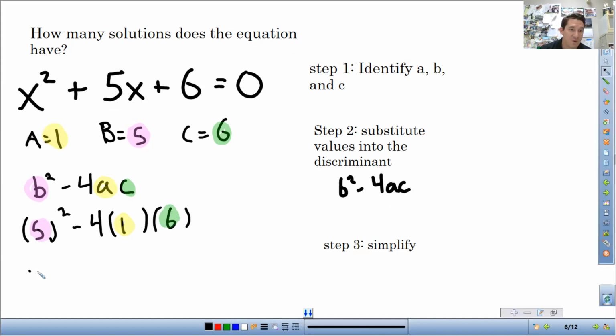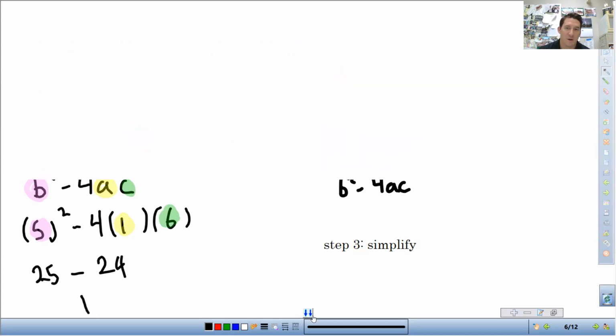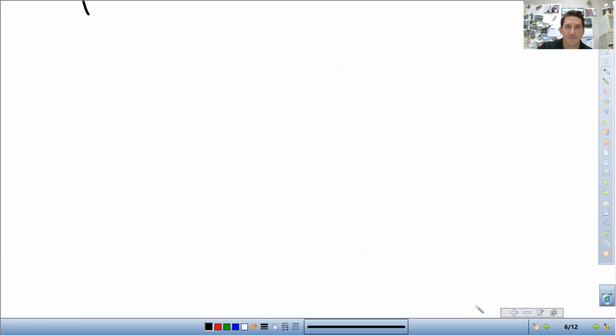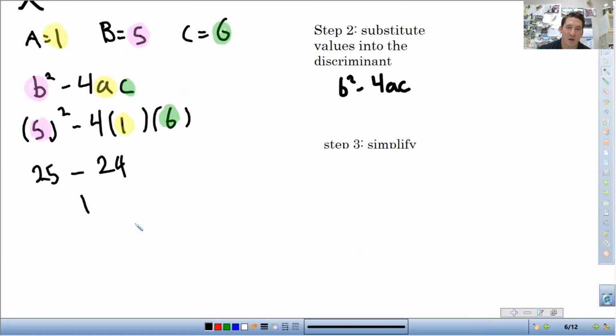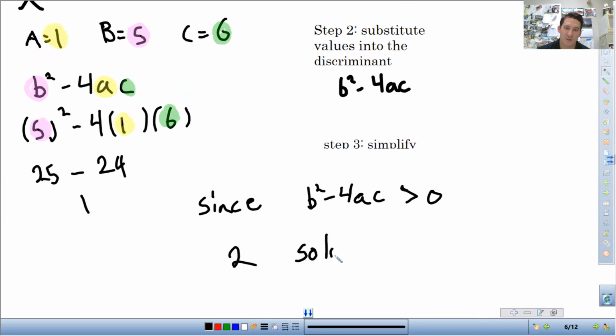All right, evaluate that. B squared, 5 squared is 25, minus 4 times 1 is 4, times 6 is 24. 25 minus 24 is 1. Since the discriminant b squared minus 4ac worked out to 1, which is greater than 0, that means it has 2 solutions.